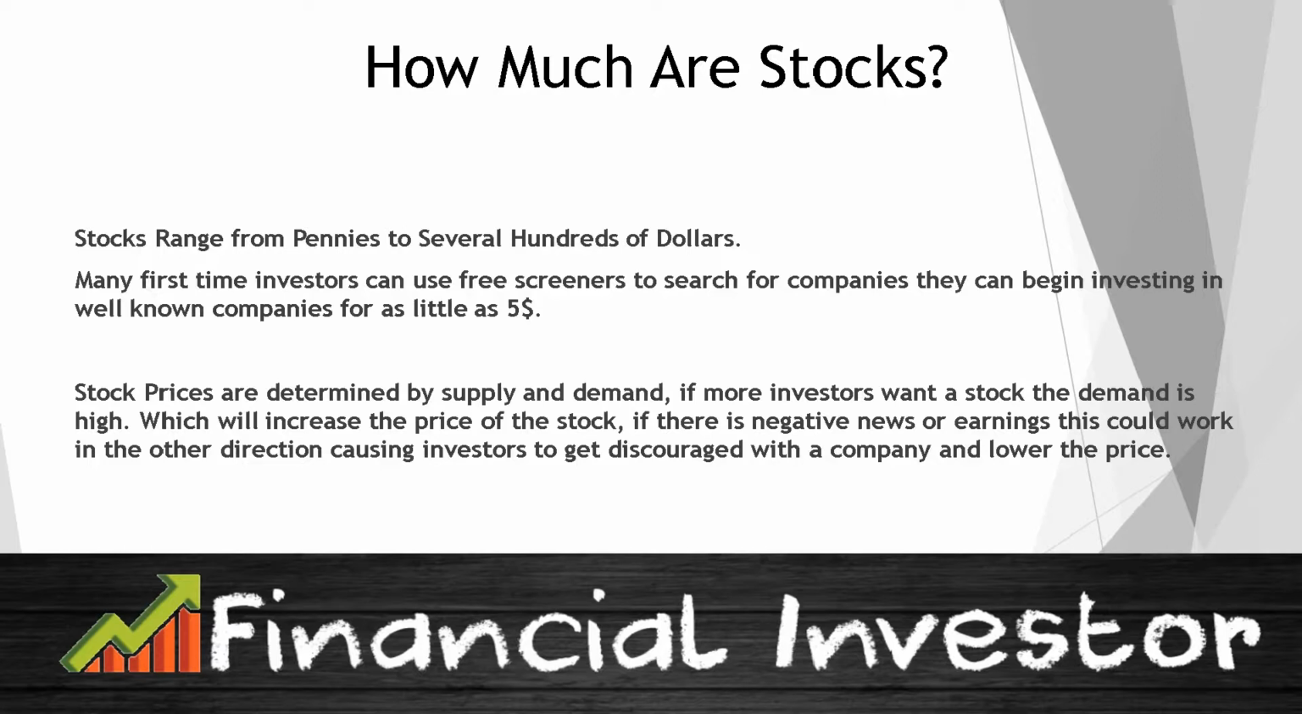So stock prices are determined by supply and demand. If more investors want a stock, the demand is high, which will increase the price of the stock. If there is negative news or earnings, this could work in the other direction, causing investors to get discouraged with the company and lower the price. Rumors also affect companies. If there's a rumor of Amazon merging with a competitor of Rite Aid and Sears, then that would drag down their stocks and other retail stocks in that industry.